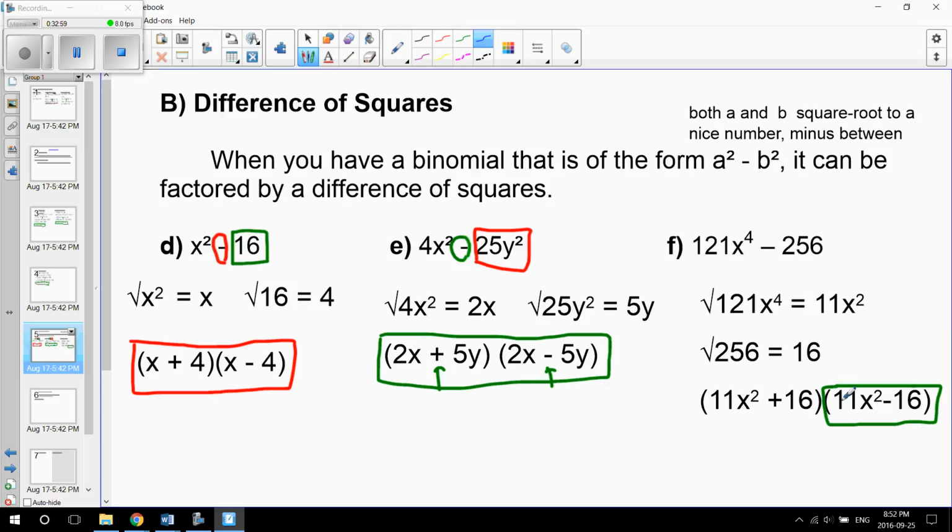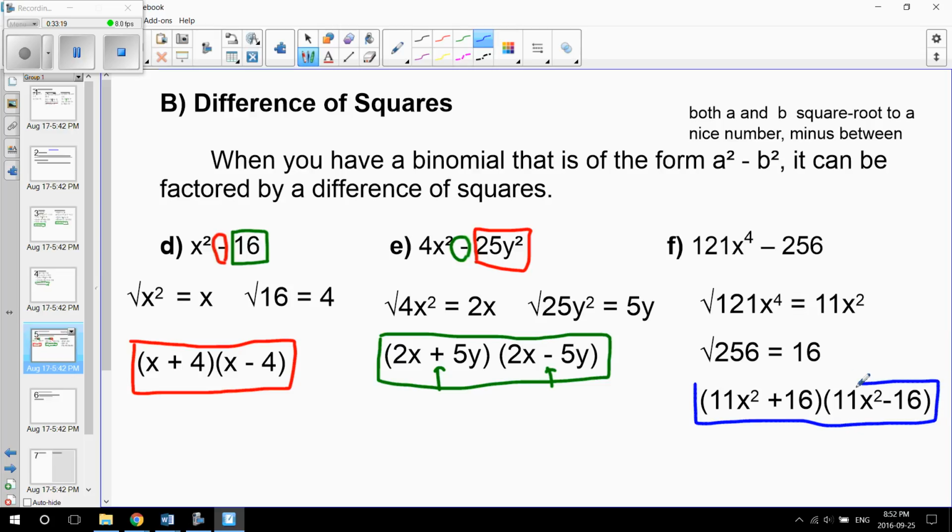Hopefully you're saying no or shaking your heads. No, we can't square root 11 and get a nice number. We can square root 16 and get a nice number, but not 11. So since we can't square root 11 to get a nice number, we can't use difference of squares. So there is no further that we can go with this one.